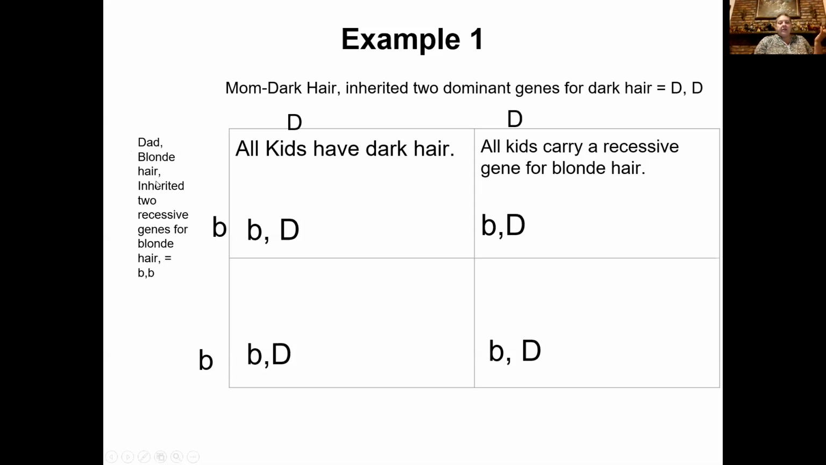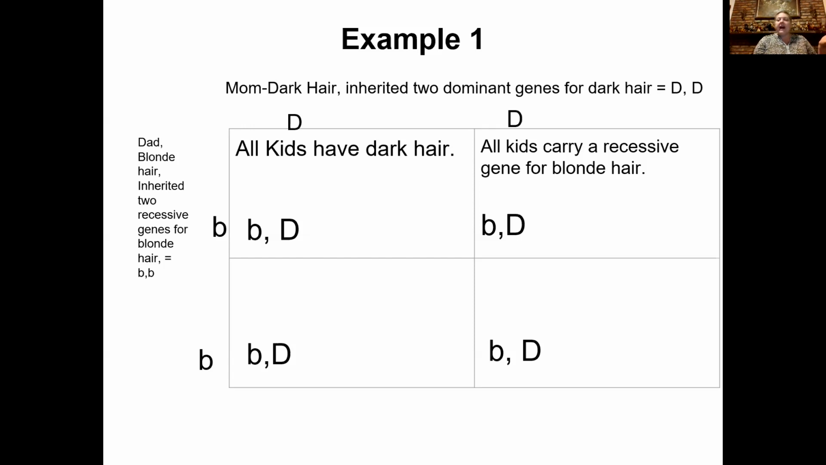Dad is blonde haired. In order to be blonde haired, you have to inherit 2 recessive genes for blonde. In order for a recessive gene to express and be seen in the phenotype, you have to have a copy of the recessive gene from mom and a copy of the recessive gene from dad. If there is a dominant gene present in those pairs, that dominant gene is going to be the one that's expressed.